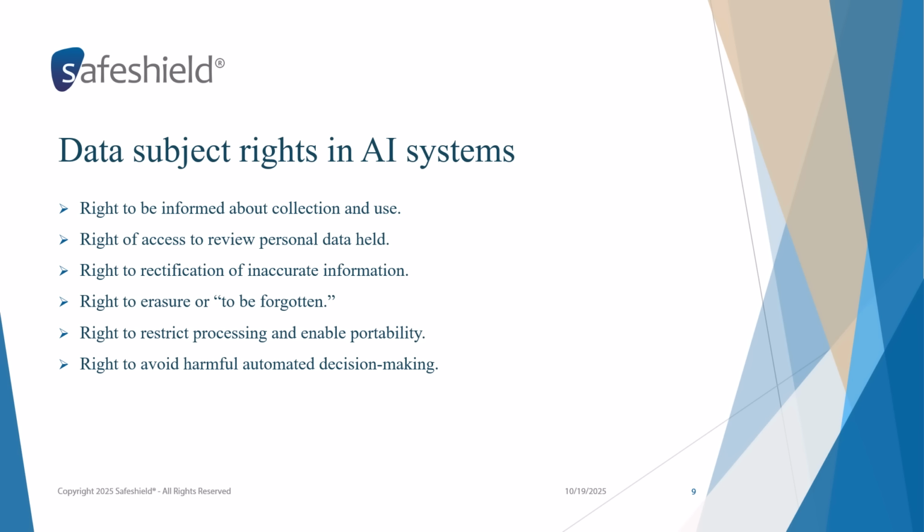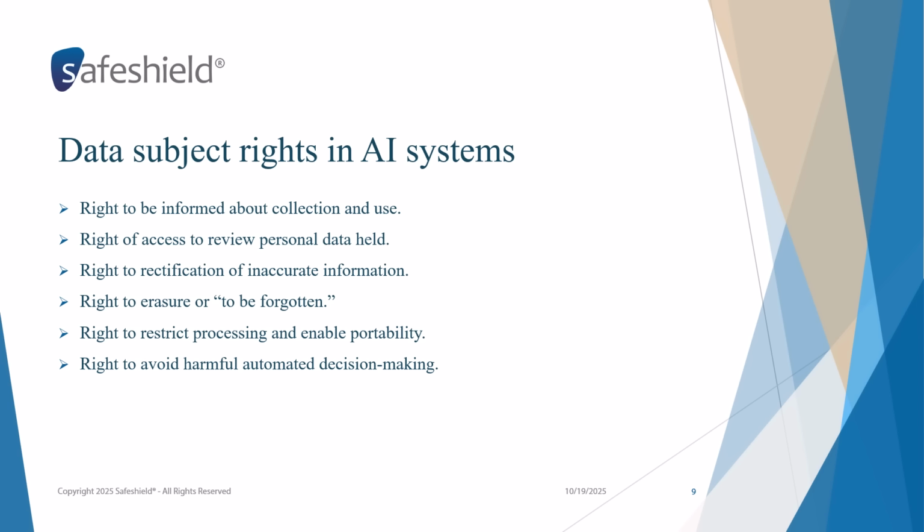One of the most powerful aspects of modern privacy laws is the recognition of data subject rights. These rights give individuals greater control over how their personal information is used, even in complex AI systems. Key rights include the right to be informed, ensuring individuals know what data is being collected, how it will be processed, and for what purpose. Closely related is the right of access, which allows people to request and review the personal data held about them. Individuals also have the right to rectification, meaning they can correct inaccurate or incomplete information, and the right to erasure, often called the right to be forgotten, which allows them to request deletion of their data under certain conditions.